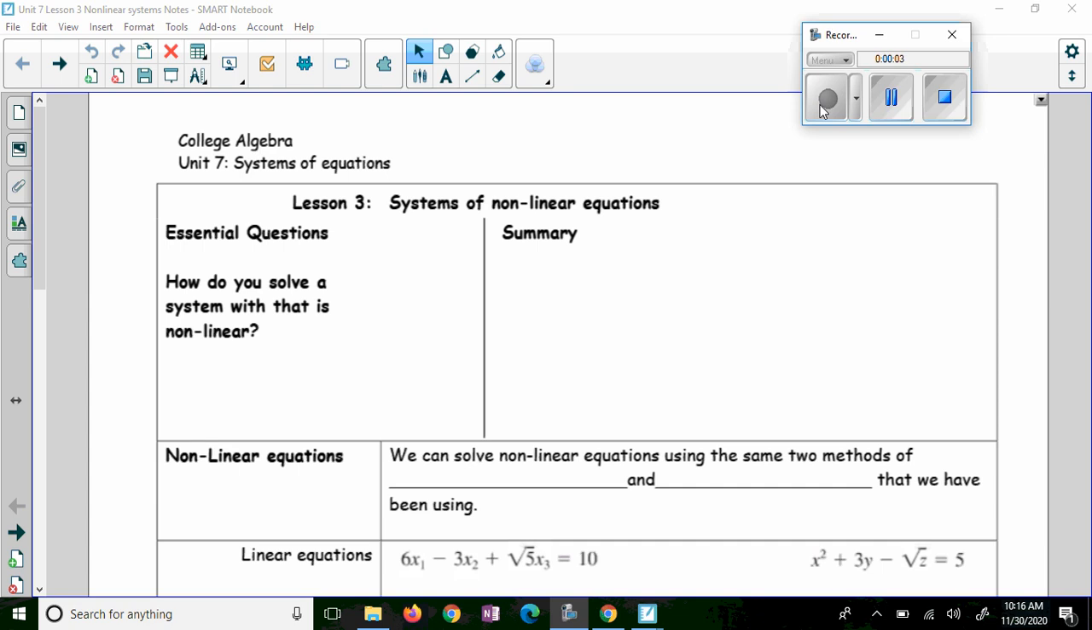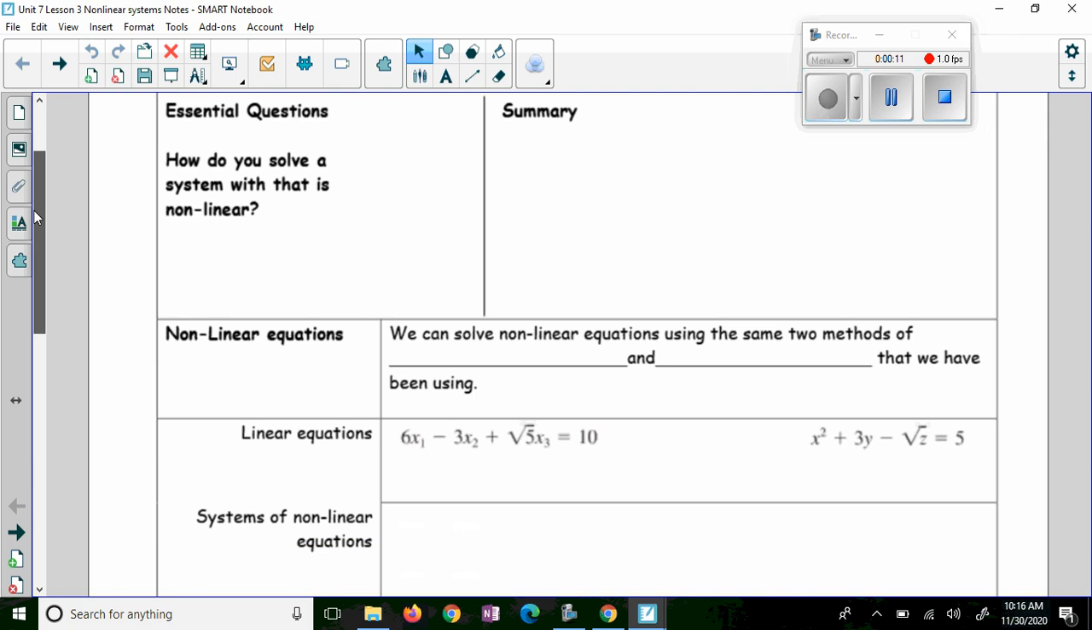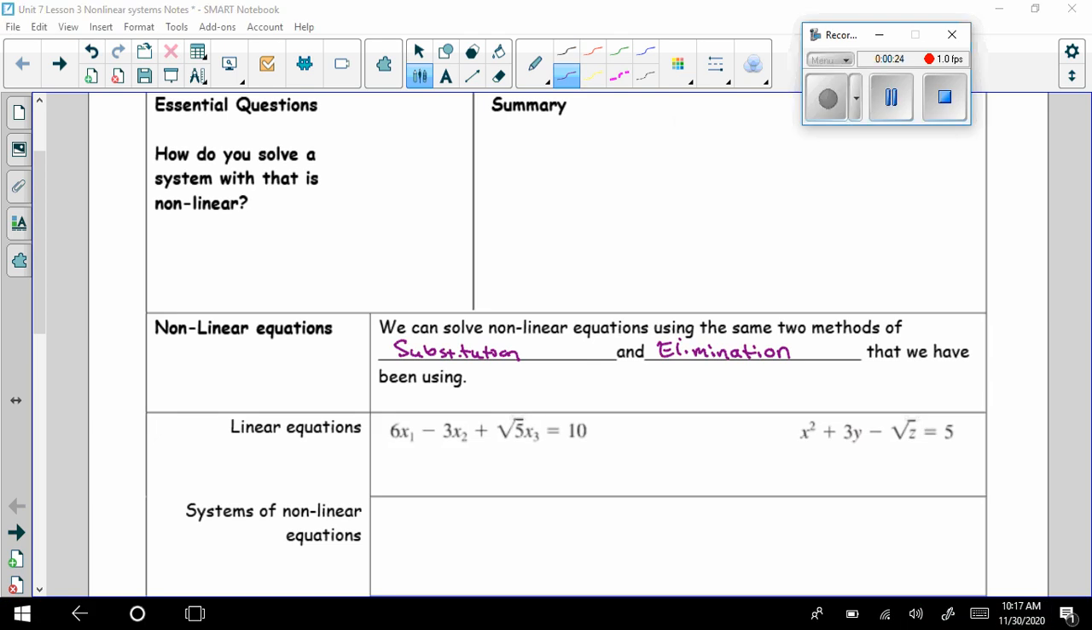Okay, Unit 7, Lesson 3 is Systems of Nonlinear Equations, which may be somewhat of a new concept for this course. But we're going to solve them the same way. You can solve nonlinear equations using both substitution and elimination. Depending on which equation it is, one method may be better than the other. But because we're dealing with nonlinear equations, you might have to employ some of the other methods of solving after you substitute or anything like that.